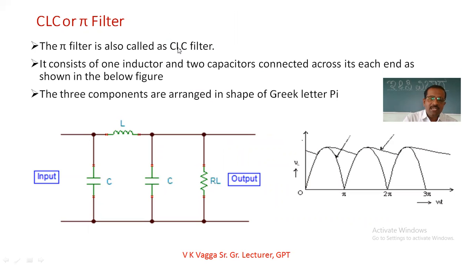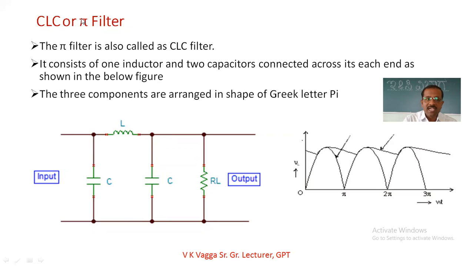It is capacitor, inductor, capacitor. The capacitor, assuming this as C1, is connected in parallel, the inductor is connected in series, and another capacitor is connected in parallel to the load here. The arrangement is visible as the symbolic representation of the pi.